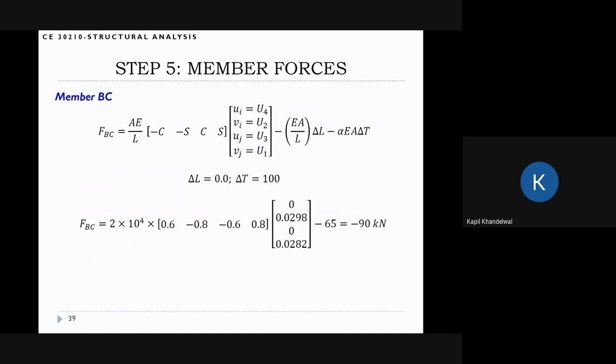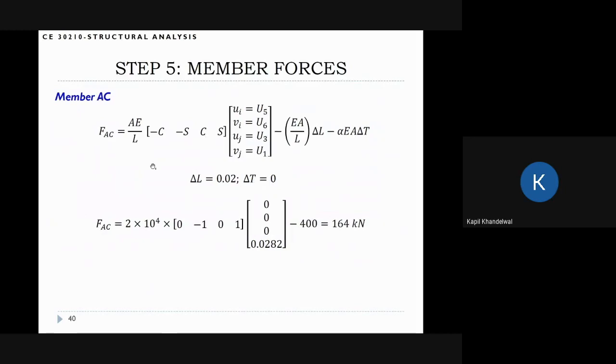Negative means this member is under compression. What if this was a positive number, then this means that this member is under tension. So this is the calculation for the last member AC. For the member AC, there is no temperature, but there is a fabrication error that was too long. So in this case, delta L is positive, 0.02. And we are going to do the calculation, and we will get the number 164 kilonewtons. And in this case, there is a positive sign, so this is actually tension.